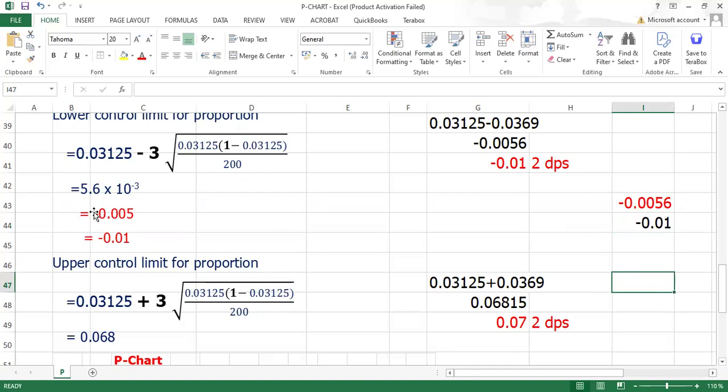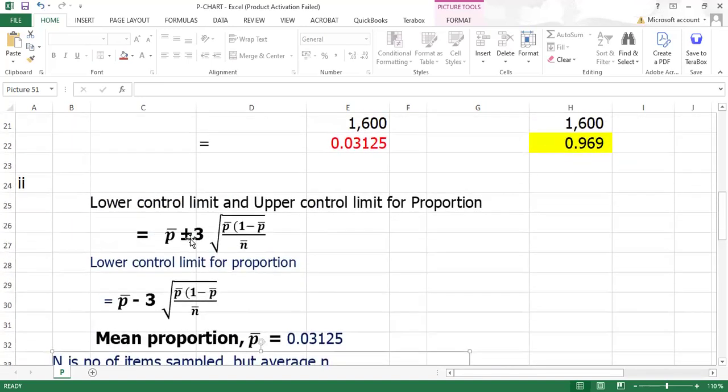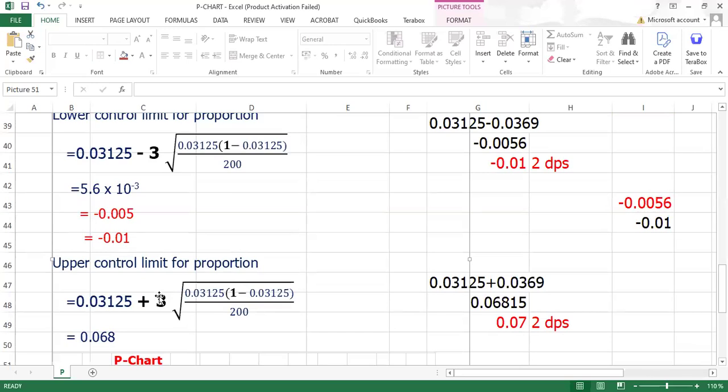Colleagues, are we together? Yes. You use your calculator now again to get the upper control limit. You use your calculator to see whether you can get this answer. Because you're looking for the upper control limit, you put a plus. Remember the formula was minus or plus. If you're looking for the lower, you use a minus. If you're looking for upper, you use a plus. But other things remain the same.